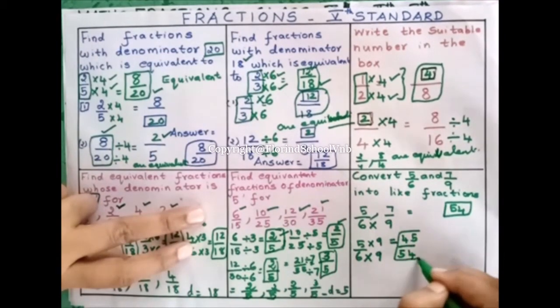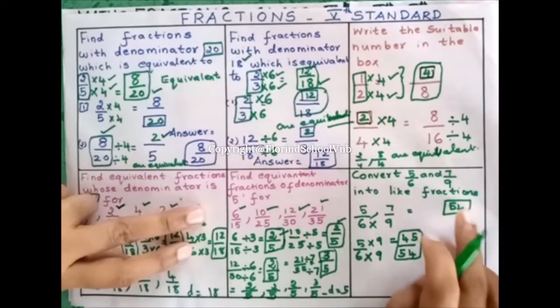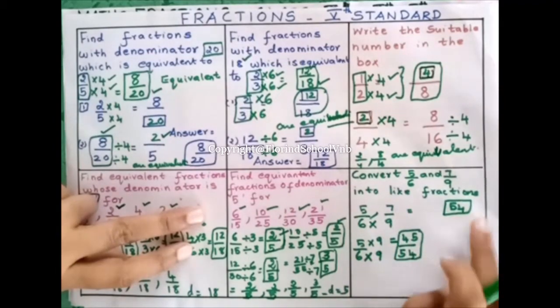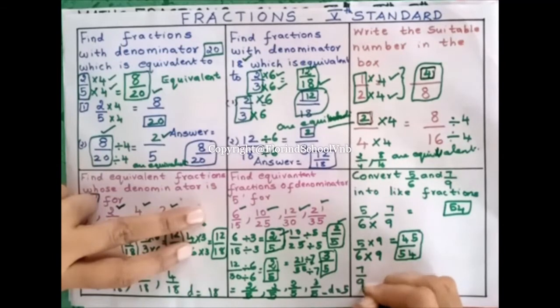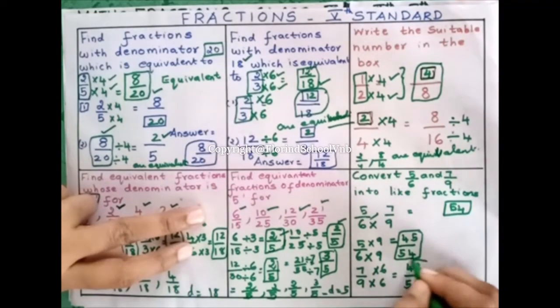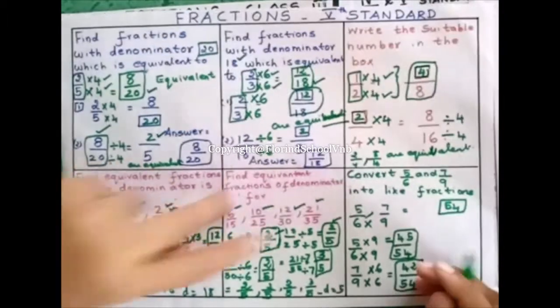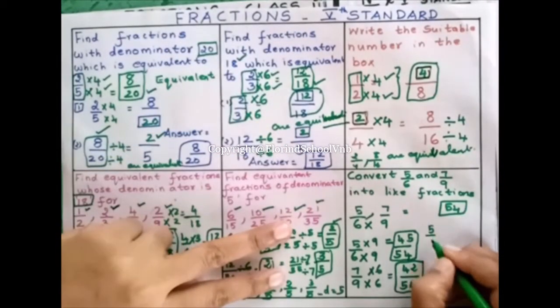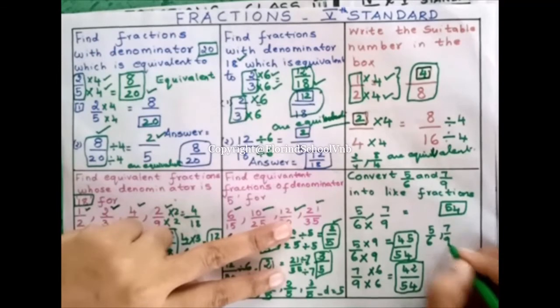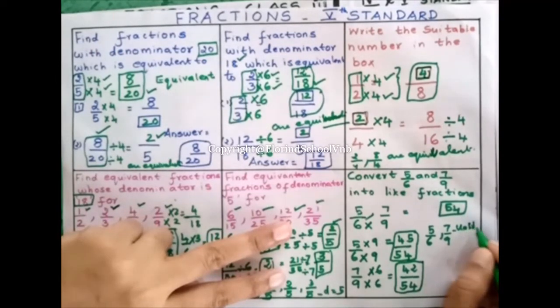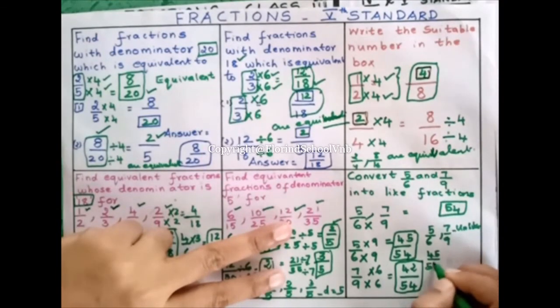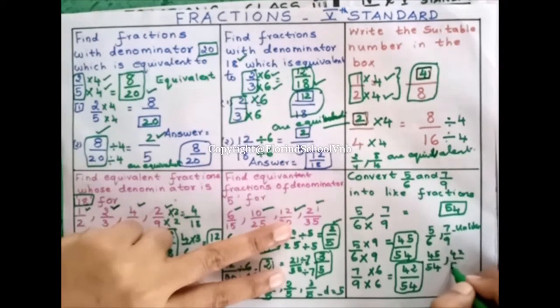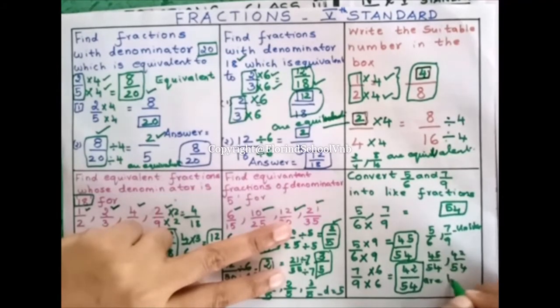Now, in order to get 54, 6 nines are 54. In order to get 54 from 9, you have to multiply by 6. 9 sixes are 54. The same way, 7 sixes are 42. So now shall we write the like fractions? 5 by 6 and 7 by 9 are unlike, but 45 by 54 and 42 by 54 are like fractions.